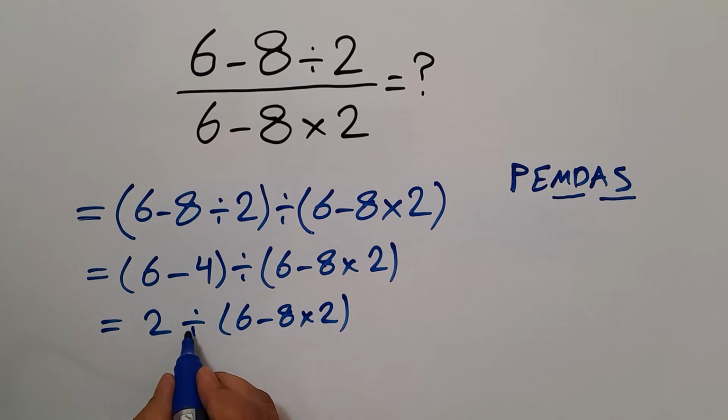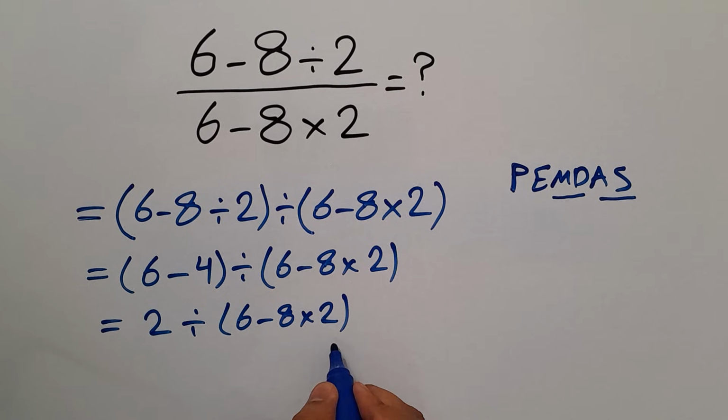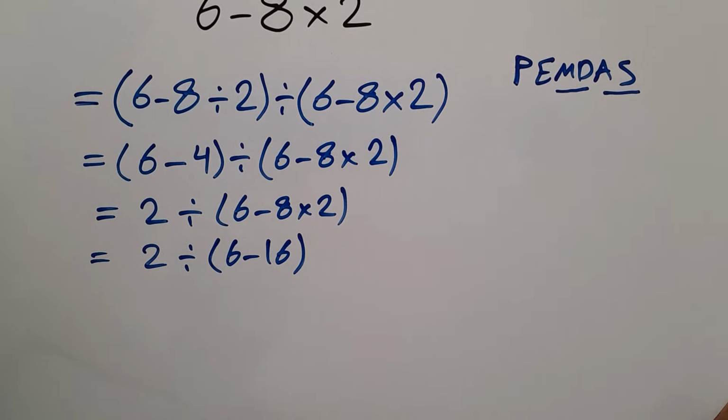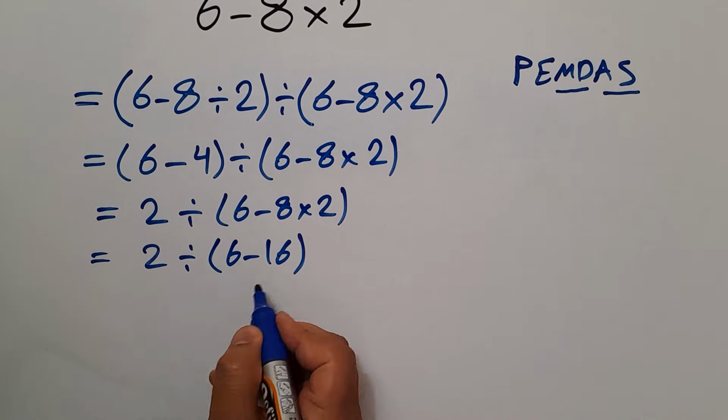And now we have this division and this parentheses. First we do this parentheses, and inside this parentheses we have this subtraction and this multiplication. According to the PEMDAS, multiplication has higher priority than subtraction. So first we do this multiplication. 8 times 2 gives us 16. So 2 divided by parentheses 6 minus 16.